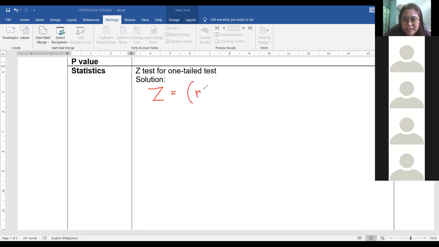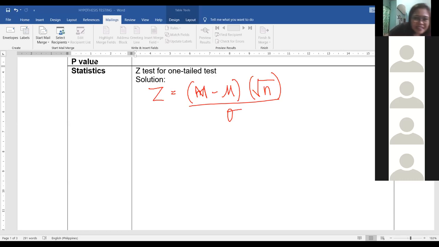the mean minus the population mean times the square root of the sample size divided by the standard deviation. You have a copy of the problem, right? Maglisod ko. Sige, balhin.